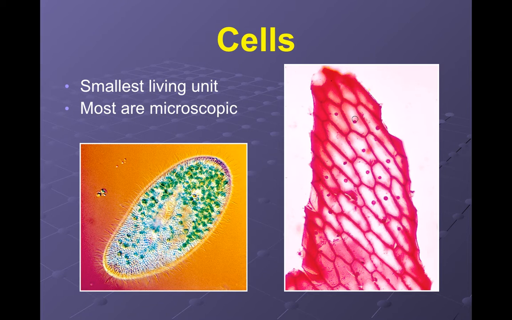All right, so we're going to talk about Unit 4, cells. Cells are the smallest living unit, and most are microscopic, which means that we can't see them without the aid of a microscope. There are some cells that you can see with the naked eye, but most you can only see with a microscope.